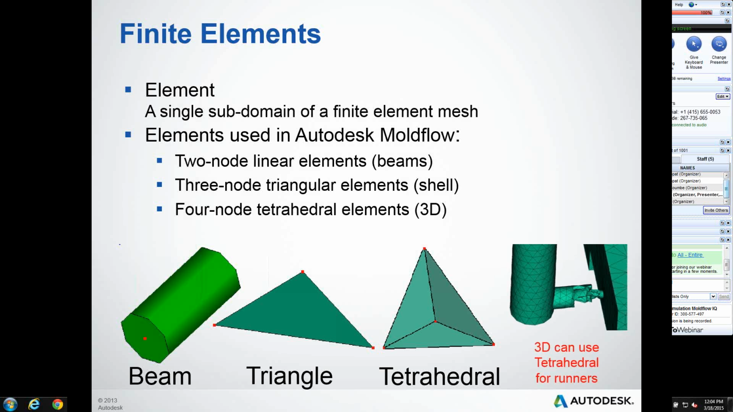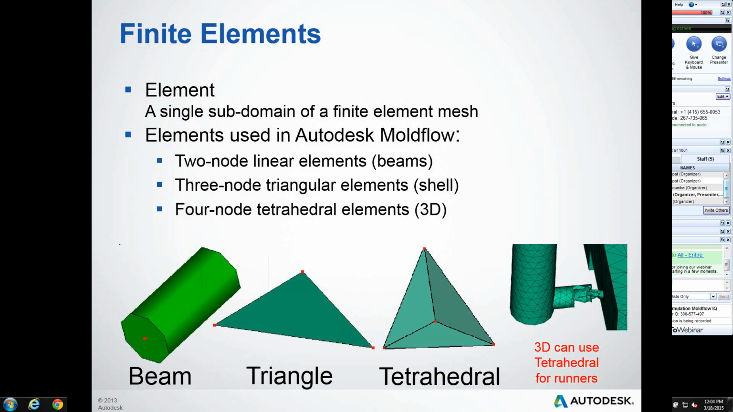Now, having said that, things like runner systems and cooling lines can also be represented using three-dimensional elements, your tetrahedral elements. Even though that's not always a practice that's used, you can a lot of times mix and match some of these mesh elements together, meaning that I would use a beam element to connect to a shell-style mesh, which would be a dual domain or a mid-plane, or I could use a beam element to make my runner systems on a 3D model, or I could make everything in 3D.